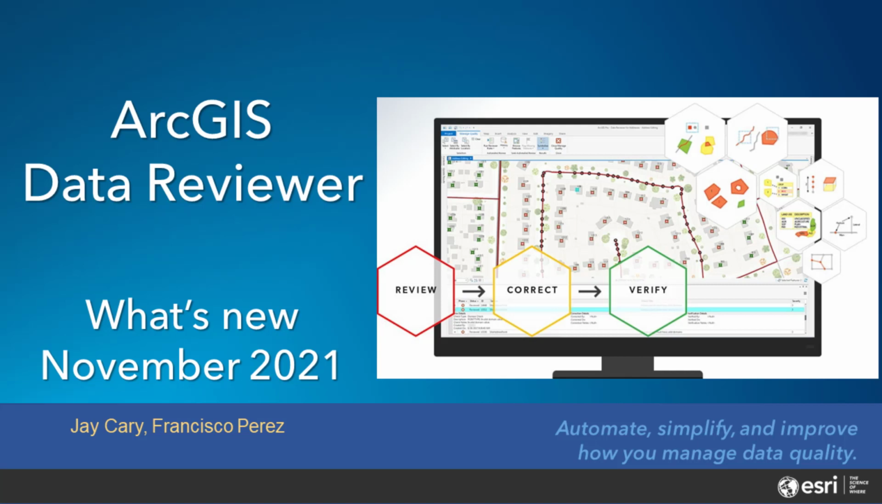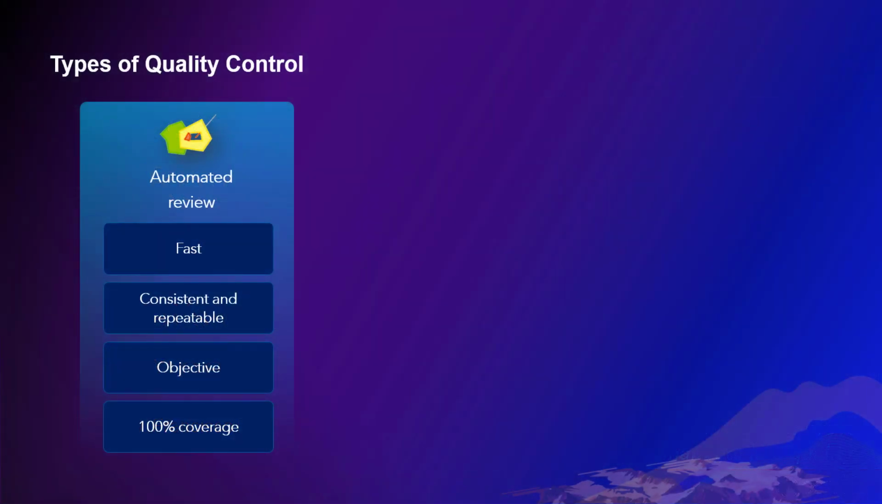In today's presentation, we'll be covering the new data quality control capabilities that are included in ArcGIS Pro 2.9 and Enterprise 10.9.1. Data Reviewer enables customers to automate and simplify workflows that lower costs and create high-quality data. Automated review is a commonly used form of quality control. Very little human interaction is required, so this is the fastest and least expensive to implement.